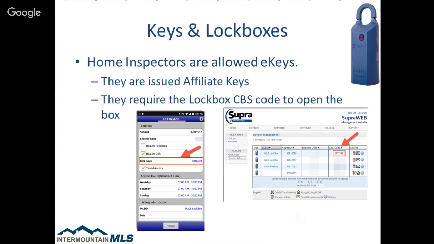Home inspectors can have e-keys. They have what's called an affiliate key. They have to have the CBS code from the lockbox they're accessing before showing. So if you're the listing agent, you can go to your settings on the Supra website or your e-key app, and you can look up the CBS code that the home inspector would need.